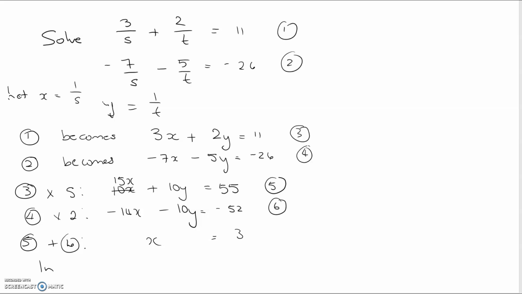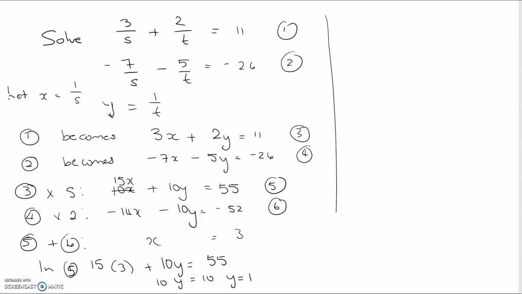Substitute that into any of the other ones, say 5. That's 5 times 3 plus 10y equals 55. So 10y equals 10, y equals 1. Now of course that's not the answer to the question. x equals 1 over s, and if x equals 3, then s is equal to 1 over 3. And if y is equal to 1 over t, and we said that y was equal to 1, then t also must be 1.